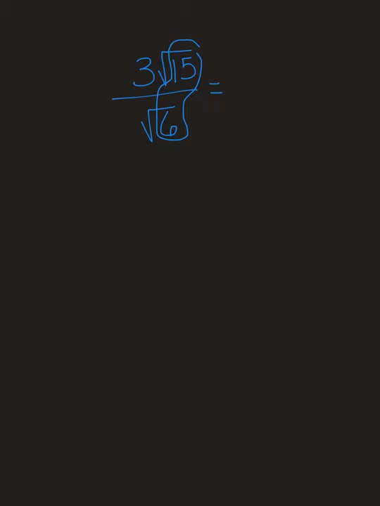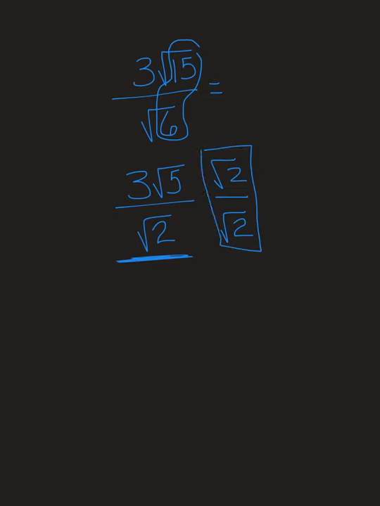So the first thing I'm going to do is turn this into 3 root 5 over the square root of 2. That's the first thing I'm going to do. I'm going to factor a 3 out of the top and bottom and cancel them out. Now I have to what's called rationalize the denominator. So I'm going to multiply the bottom by the square root of 2 and the top by the square root of 2. The reason I do root 2 over root 2 is because any number over itself has a value of 1.